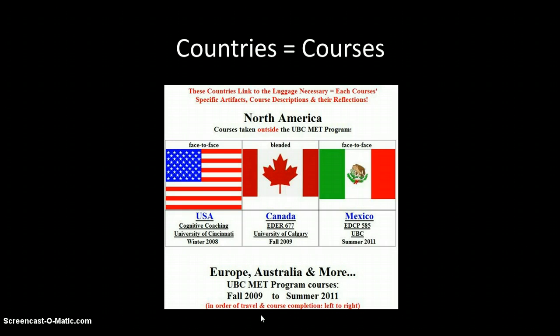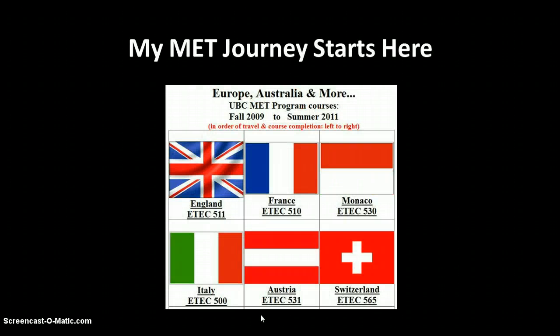Or if you scroll down a little further to Europe, Australia, and more, you can start with my MET journey in sequence, starting with England, ETEC 511. As with other web pages, these EP pages with countries have a back button that takes you to the main countries page, and it also has a next button that will take you to the next country in the sequence of how I traveled and how I took the courses.